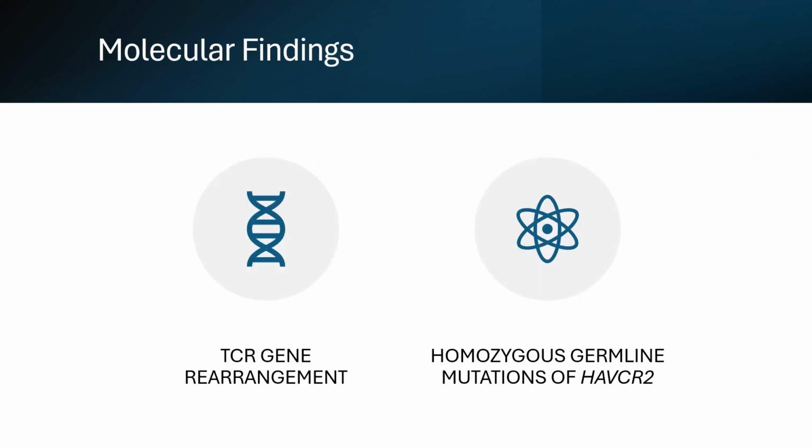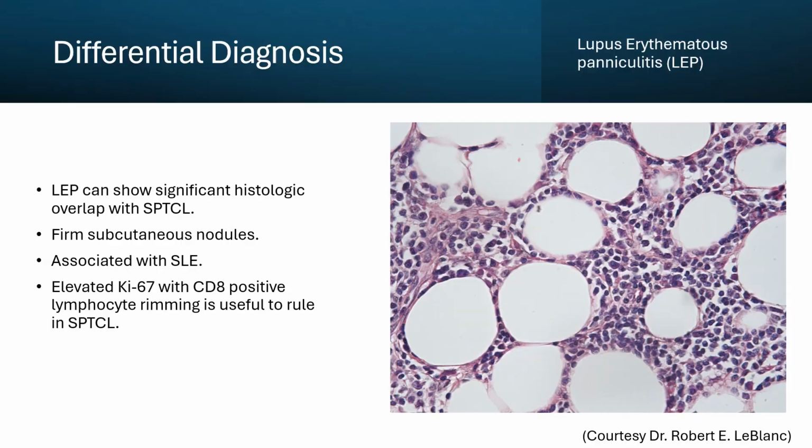And in terms of the molecular findings, it should be T cell gene rearrangement positive, and HAVCR2 is the most common mutation seen in SPTCL. It stands for hepatitis A virus cellular receptor 2.